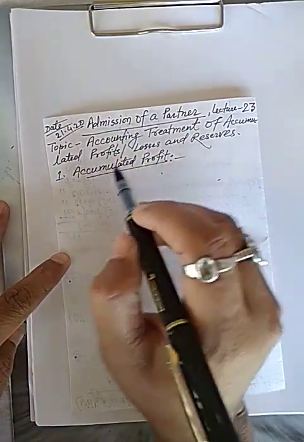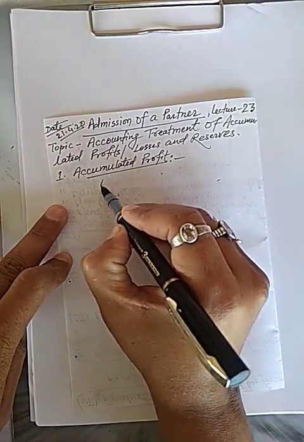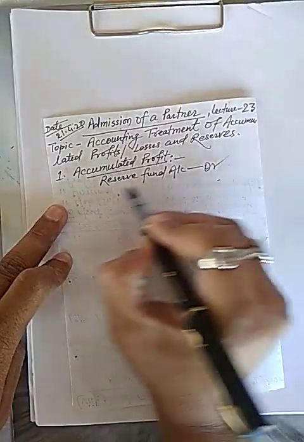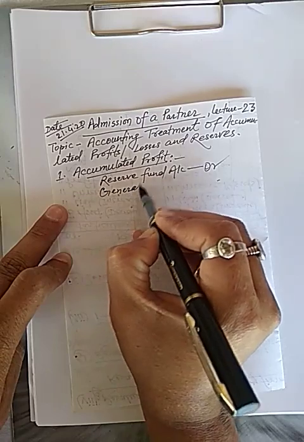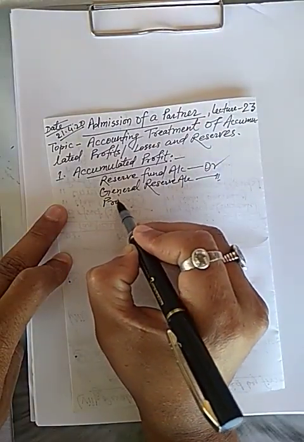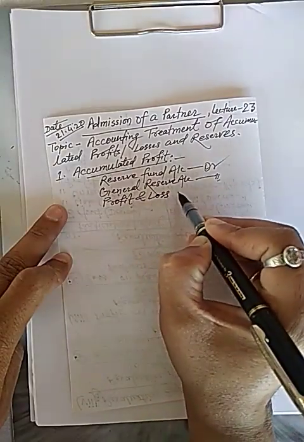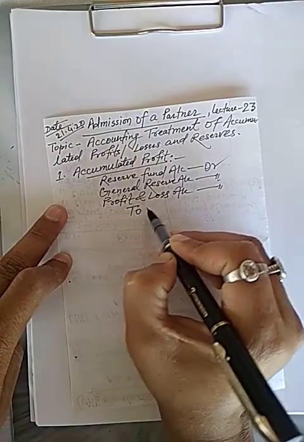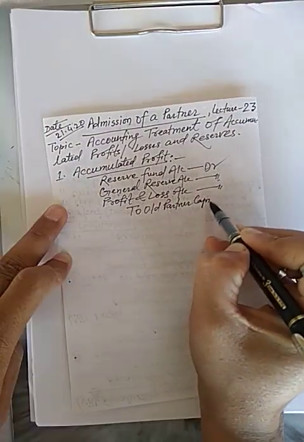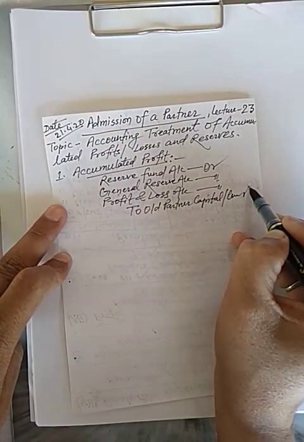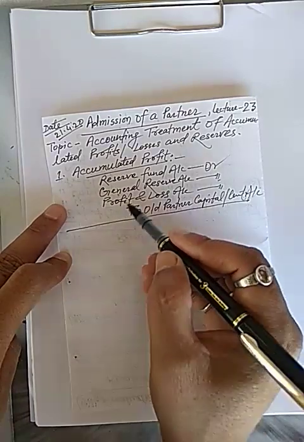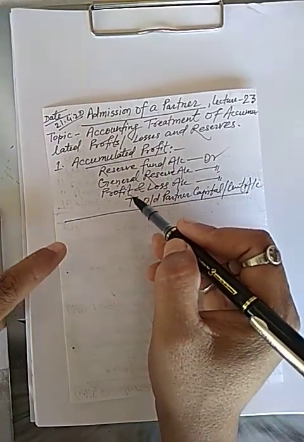The journal entry will be: Reserve fund account DR, general reserve account DR, profit and loss account DR, to old partners' capital or current account. It will be written off among the existing partners.